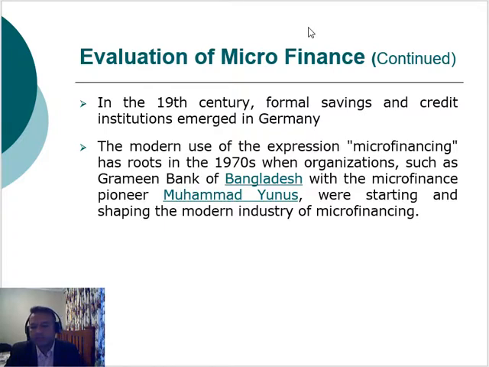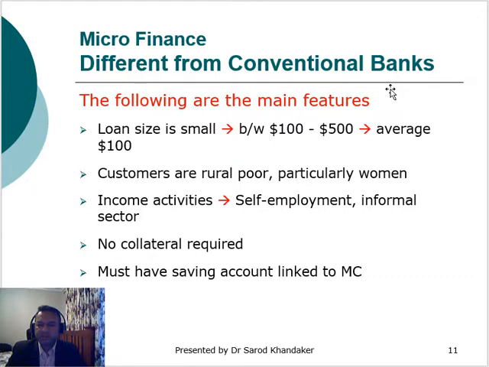However, the modern use of the expression microfinancing has its roots in the 1970s, when an organization called the Grameen Bank of Bangladesh, with the microfinance pioneer Dr. Muhammad Yunus, was started and began shaping the modern industry of microfinancing.